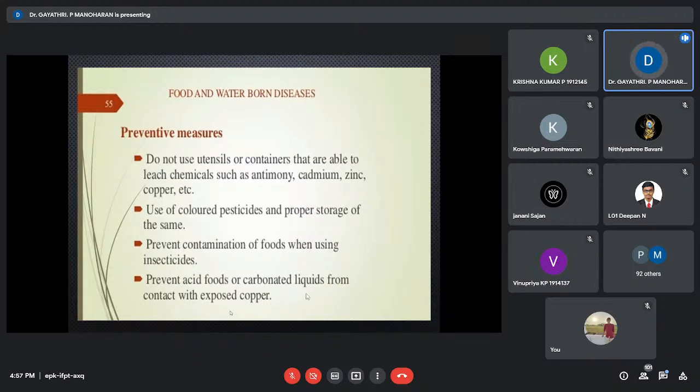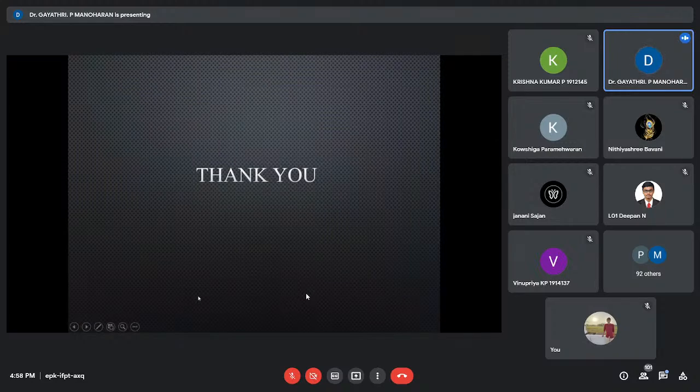Okay. So how do you prevent it? Do not use utensils containing or able to leach chemicals such as antimony, cadmium, zinc, copper. They say use only stainless steel or silver and no other utensils. Use colored pesticides, store them properly, prevent contamination of food when using insecticides, and prevent acid foods and carbonated liquids from contact with exposed copper. So we say these should not be done. That is all.